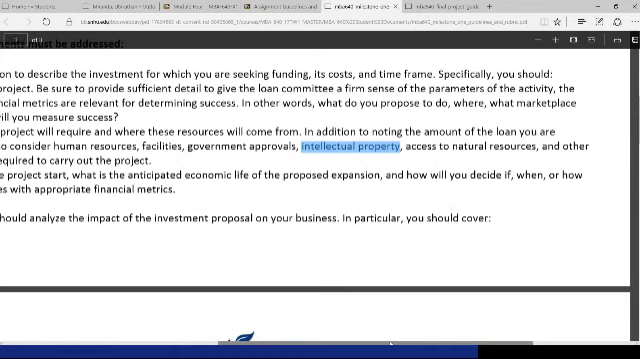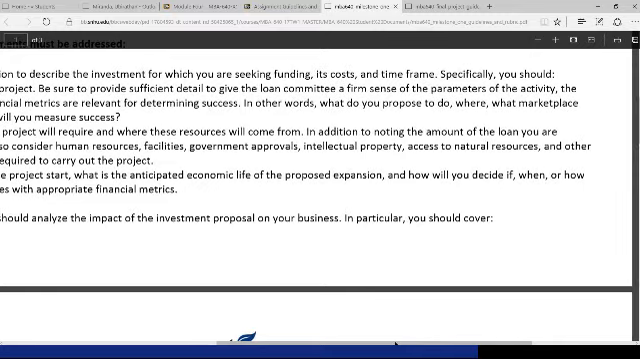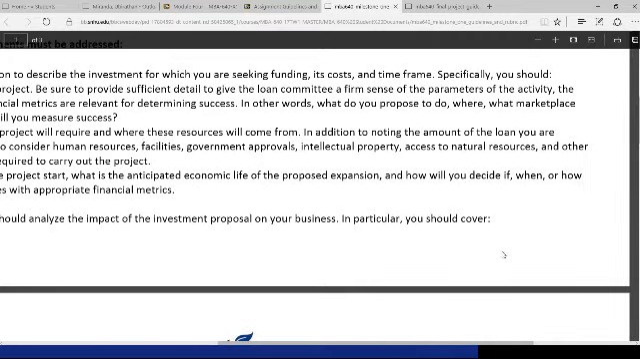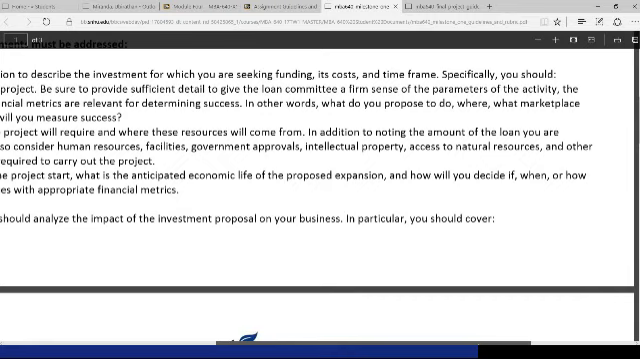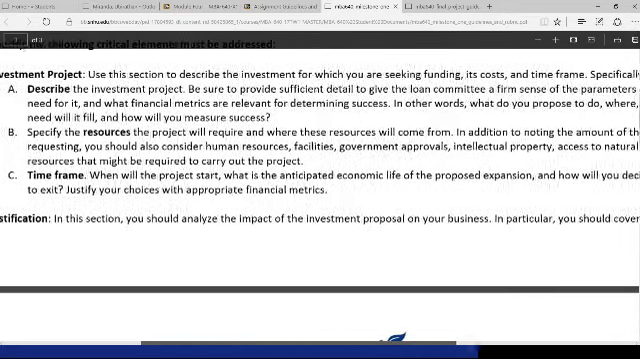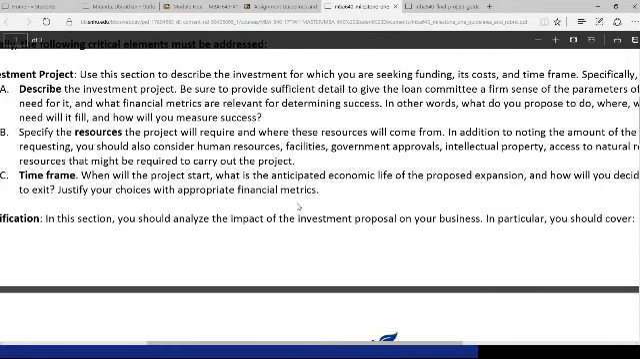Access to natural resources, right? Water. Some of you have chosen companies in manufacturing that have a need of water. Do they have access to those resources? Also, iron, mineral resources. Where are you going to get them from? And other resources that might be required to carry out the project. So this is going to be very important.